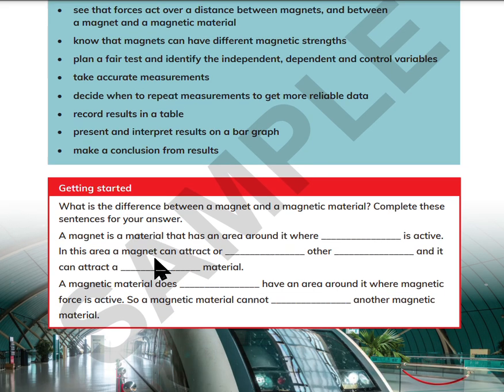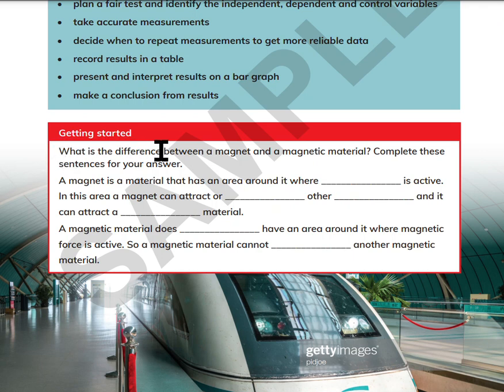Getting started. What is the difference between a magnet and a magnetic material? Complete these sentences for your answer. A magnet is a material that has an area around it where magnetic force is active. In this area, a magnet can attract or repel, and it can attract a magnetic material. The magnetic material does have an area around it where magnetic force is active.